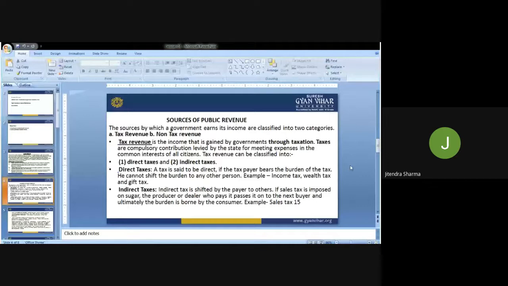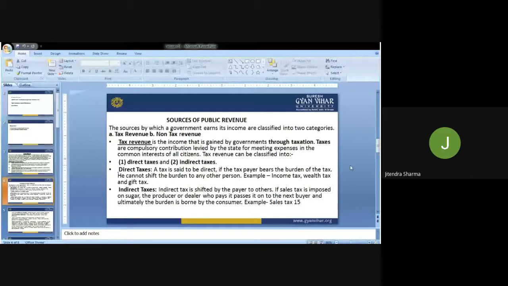Tax revenue is the income gained by the government through taxation. Taxes are compulsory contributions levied by the state for meeting expenses of common interest of all citizens. Tax revenue can be classified into two categories: direct tax and indirect tax. Direct taxes are the revenue collected by the government directly from the citizens of the country. For example, income tax, wealth tax, gift tax, etc. And indirect tax is where the burden is shifted from the payer to others.